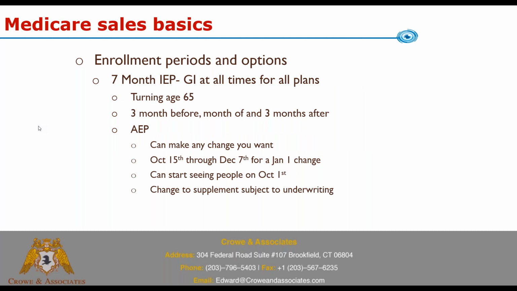All right, wrapping up here, going to the enrollment periods. So, as you know, somebody turning age 65, I think most of you probably know, they are eligible for an Advantage plan or a supplement 3 months before the month they turn 65, the month they turn 65, and 3 months after. So you meet somebody in June, and their birthday is in September. You can write them in June, and it'll kick in September 1st to coincide with when Medicare starts.